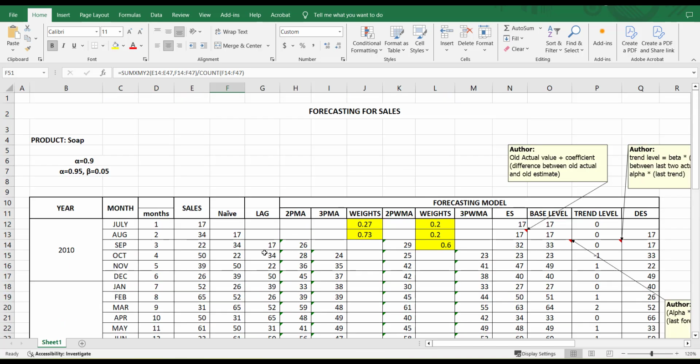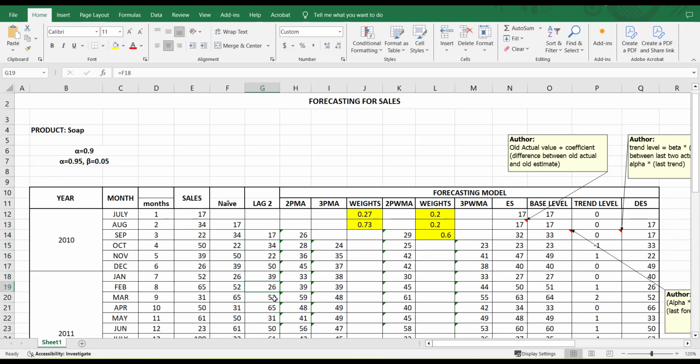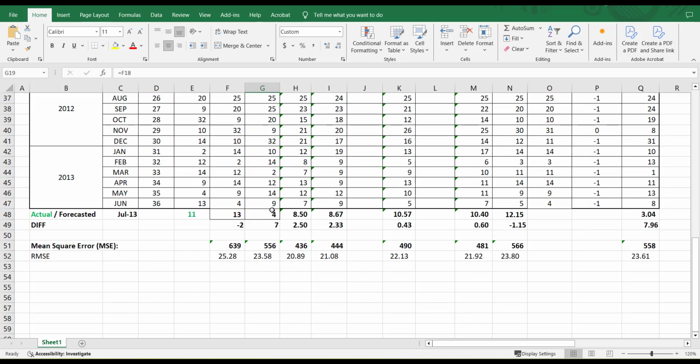Then you can use the lag. If the lag is 1, one time period, it is the same as naive, but here it's lag 2, so I can write it as lag 2. It is equal to the value 2 time periods past, and the formula is applied to all the values. It gives you the forecast from 2 time periods previous, with this much difference, mean square error and root mean square error. The root mean square error is just the square root of the mean square error.